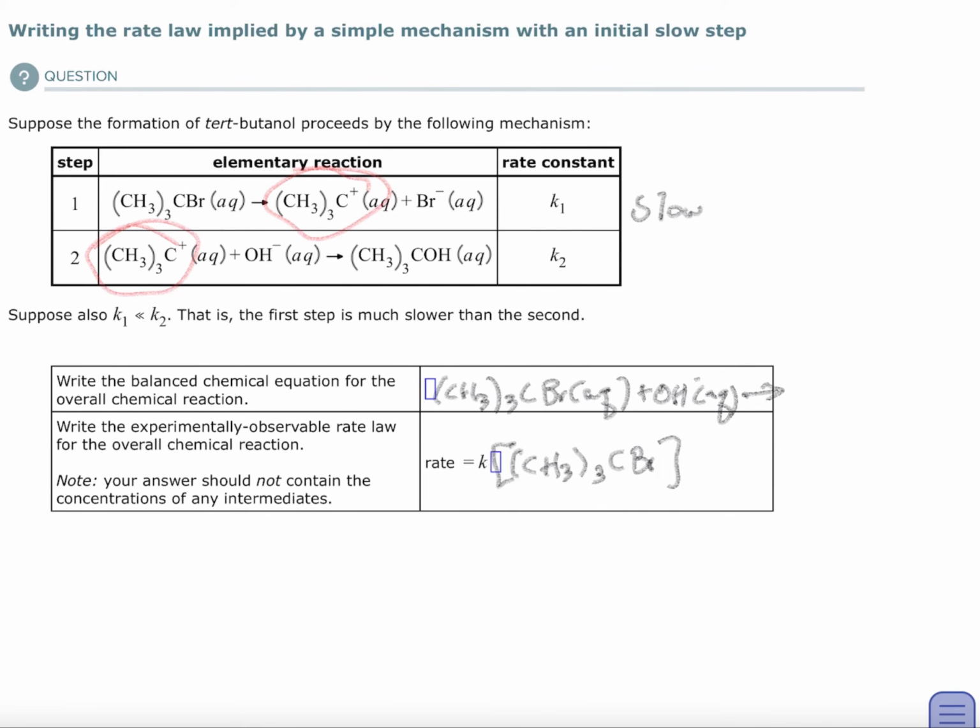So here's my arrow. Now on the top I've got the Br⁻, and it's aqueous, and on the bottom I've got the (CH3)3COH, and it's aqueous. I ran out of room, so you have to include that. This is very straightforward and it'll only take you a minute or two to do it, so I hope this helps you.